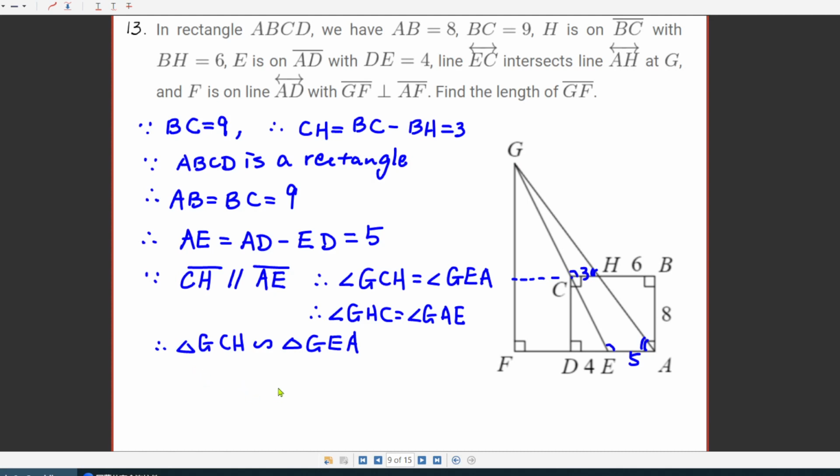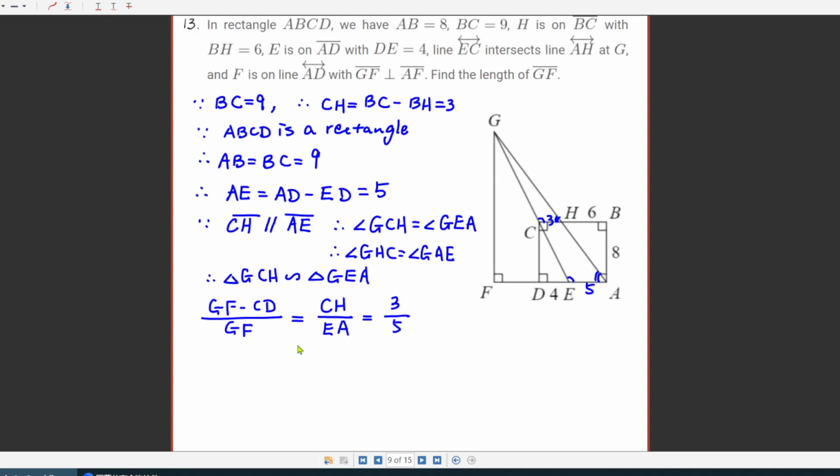And by similar triangles, we have GF minus CD over GF. That's the ratio between the two heights or two altitudes, right? That should be equal to the ratio between two corresponding sides, which is, we can use CH because CH is known to us now, over EA. And that is 3/5, right?